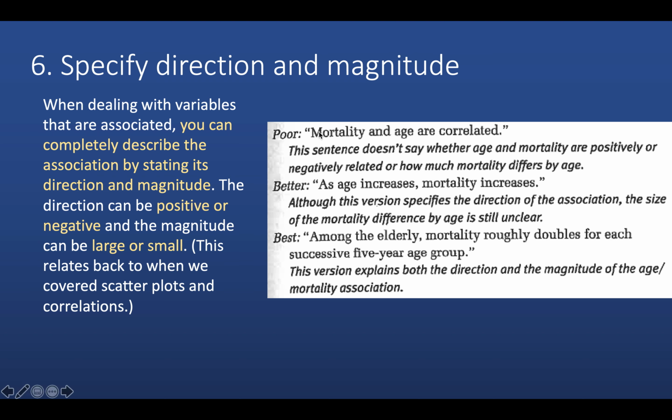So the example here, mortality and age are correlated. Okay, that's a true statement. Mortality and age are correlated, but it doesn't really tell the reader how. Now, you probably could guess. This is kind of an obvious one. So a better way to say this is, as age increases, mortality increases. Okay. But that's not very specific either, because we don't know yet quite the magnitude. Like, how much does mortality increase as age increases? Well, the better statement is, among the elderly, mortality roughly doubles for each successive 5-year age group. Now, that's a much more complete way of explaining the relationship that's here.